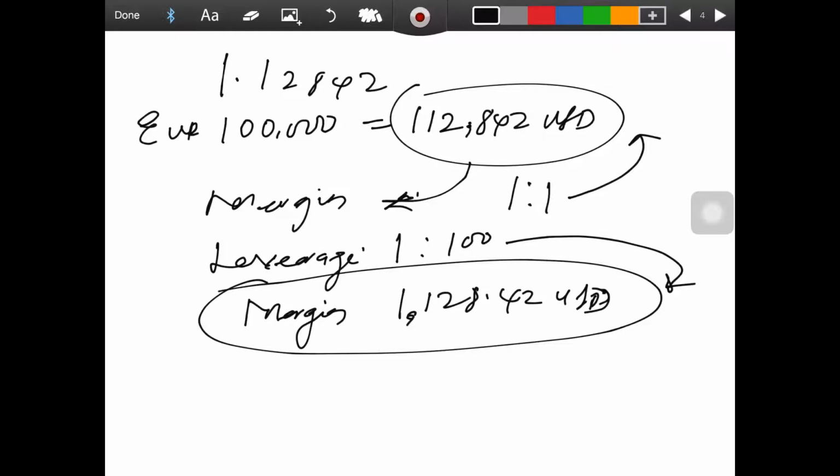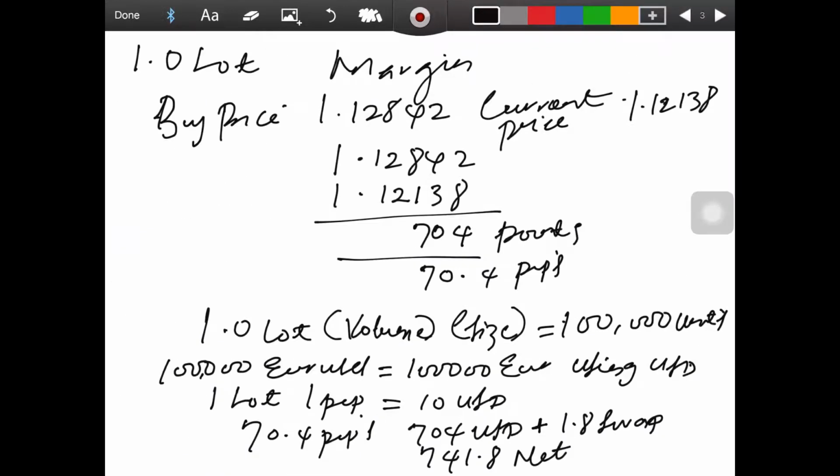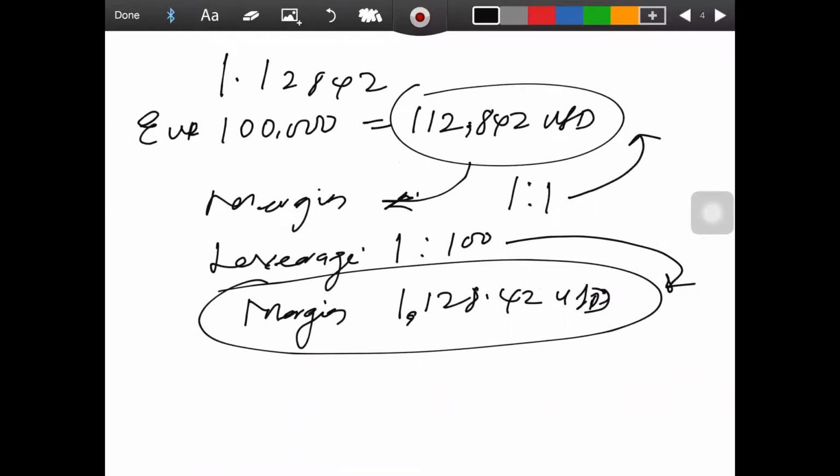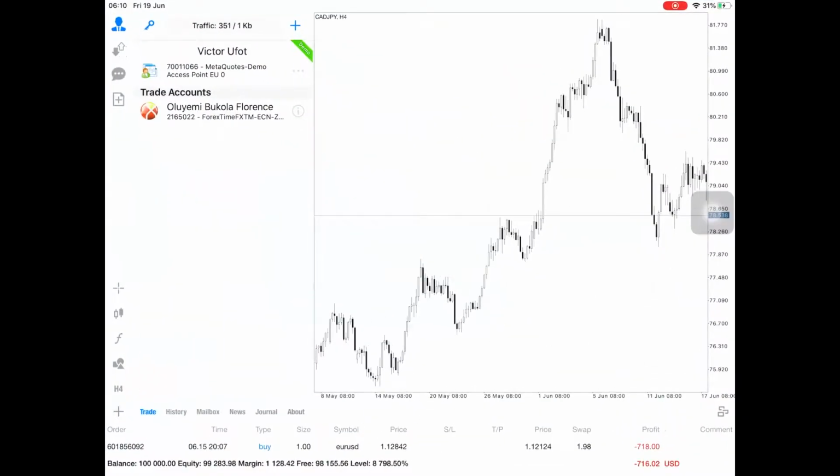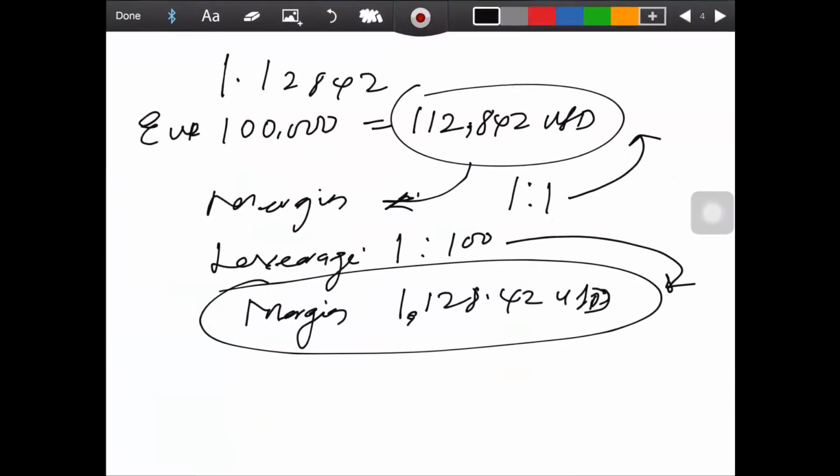Okay, so at this point I've taught you pip, I've taught you lot size, I've taught you margin, I've taught you leverage now. So let's see what is left, putting it all together. Now remember we said margin, so let's look at free margin. Free margin is what you have on the right here.